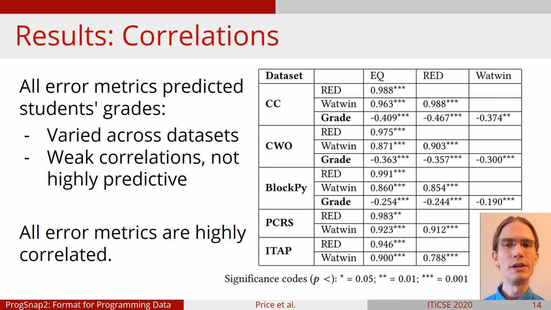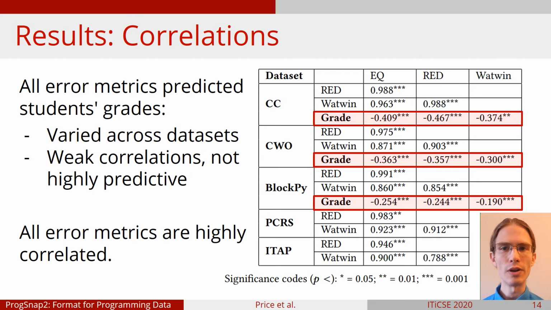This table presents a number of correlations for each metric across data sets. First, let's look at the correlations between each error metric and a student's grade. What we see is that each error metric is weakly correlated with a student's grade, and that this is fairly consistent across metrics, but varies across data sets. This suggests that all the metrics are somewhat, but not very, predictive of a student's final grade.